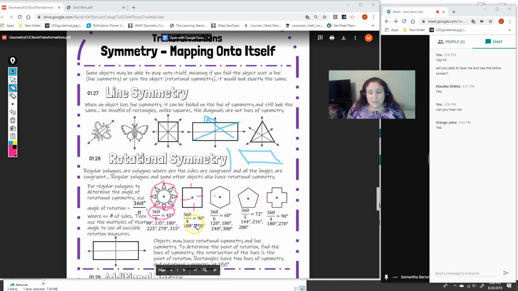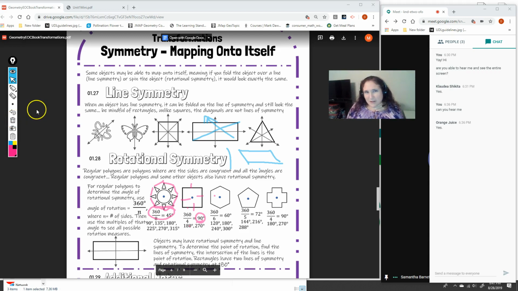Then what we did is we said, okay, if we do 360 divided by 4, that gives us 90 degrees. So that means every 90 degrees, it's going to rotate. So if you have 90, then it rotates again. That's going to be 180. Then it rotates again, and it's going to be 270.